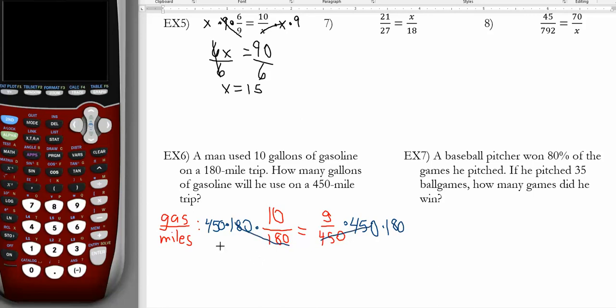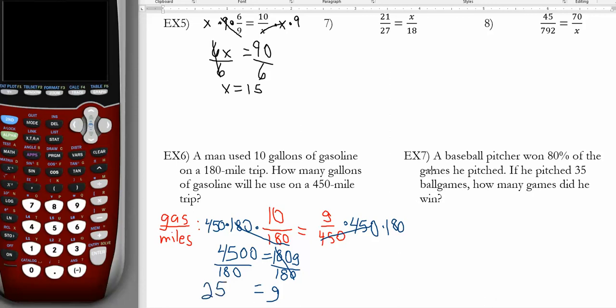So after we've canceled those out, 450 times 10 is 4,500, which equals 180 G. And to simplify, we need to divide by 180 on both sides. Resulting in G equaling 25 gallons of gas used.